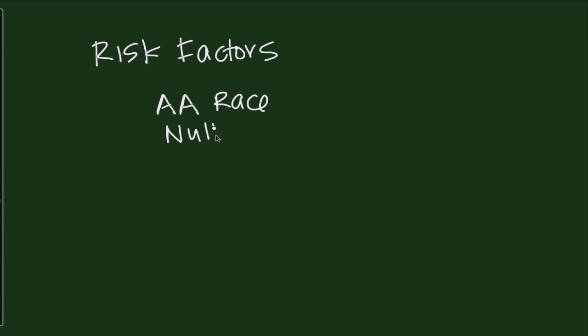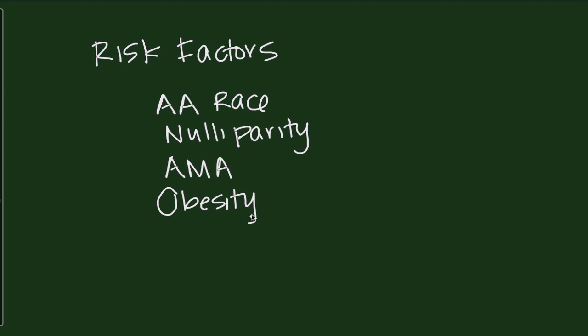So what are known risk factors for stillbirth? The most prevalent risk factors are African American race, nulliparity, meaning you have not previously had a child, advanced maternal age, which is traditionally defined as 35 years of age or greater at time of anticipated delivery, and obesity. Obesity, of course, traditionally defined in pregnancy as having a pre-pregnancy BMI greater than or equal to 30.